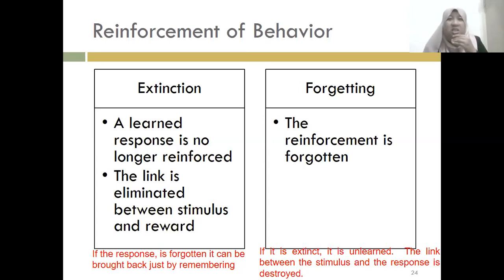Forgetting: the reinforcement is forgotten. So if the thing is unlearned, they say here, if it is extinct, it is unlearned. The link between the stimulus and the response is destroyed. Why? Because it's already totally forgotten. We forget because we do not know what we did before, and nothing gave any particular motivation to remember.